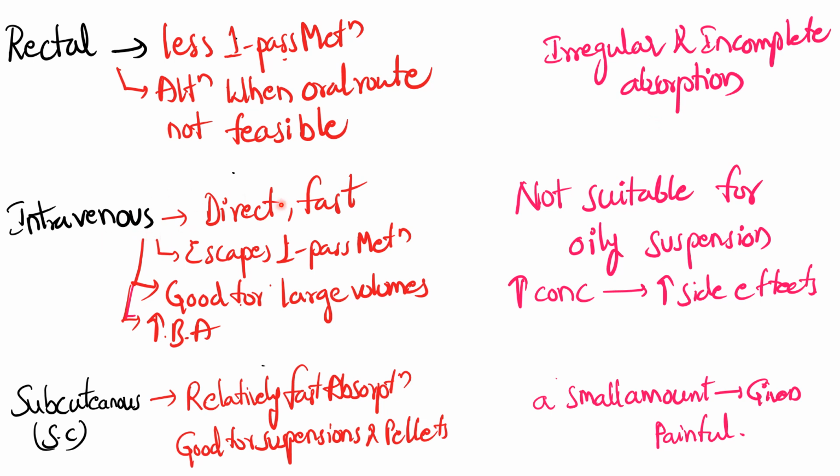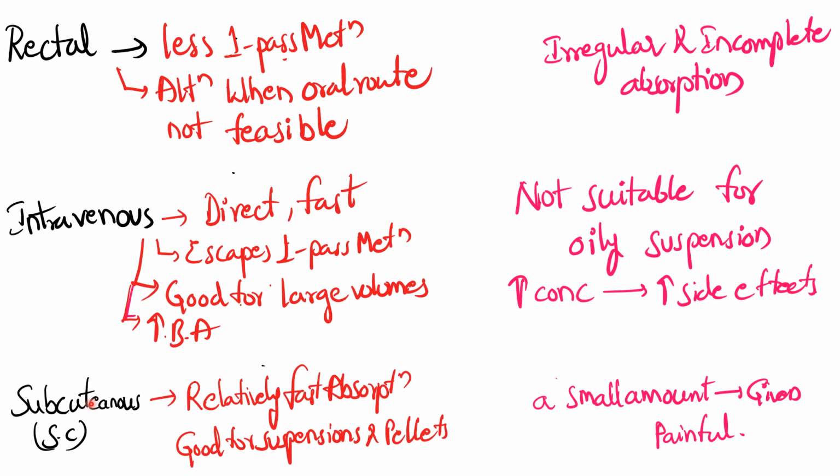Now let's learn about intravenous. It is direct and fast, and it escapes first pass metabolism. It is good for larger volumes and increases the bioavailability. 100% bioavailability will be there, and it is not suitable for oily suspensions. If the concentration is increased, the side effects increase.